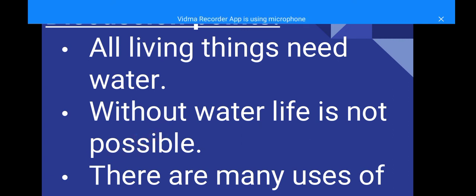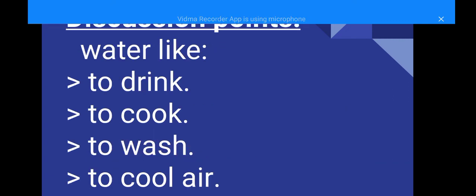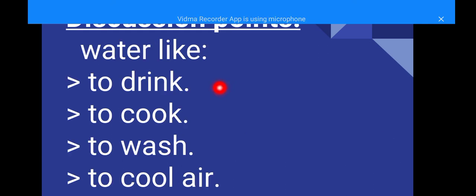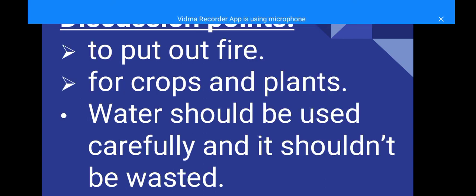The third one is that there are many uses of water, like to drink, to cook, to wash, to cool air, to put out fire, and for crops and plants. We have discussed these points and even written them in our written task. Please keep these points in mind. These are important: why we use water, and in how many things we can use it: to drink, to cook, to wash, to cool air, to put out fire, and for crops and plants.